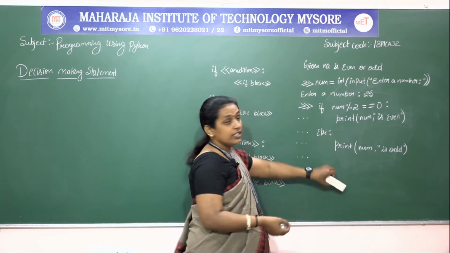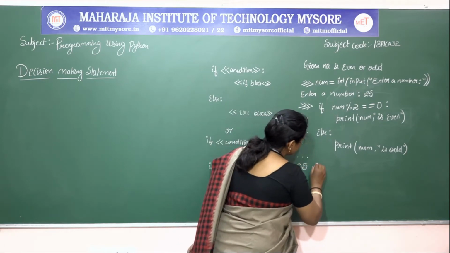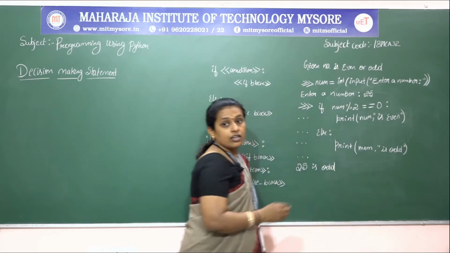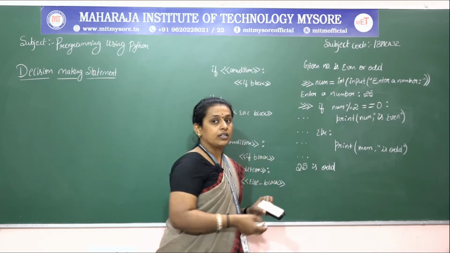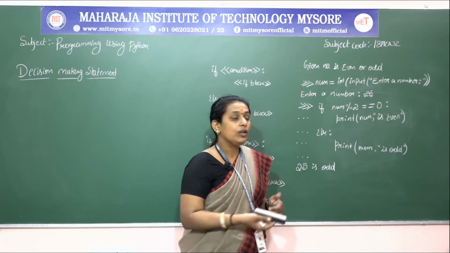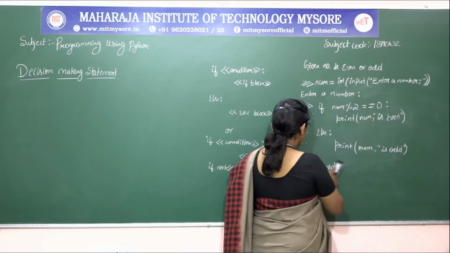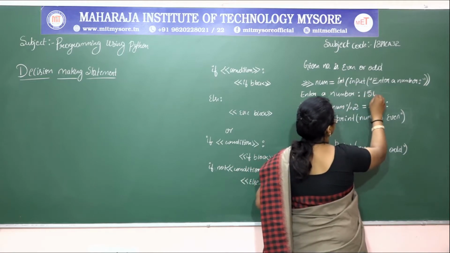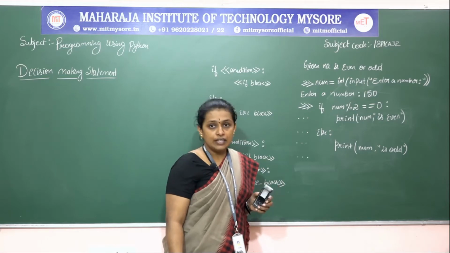So when I execute it, I will get the output "25 is odd". This is how if and else work. Let's take another value for even or odd. Assume that I have taken a value of 150. 150 is an even number, right?